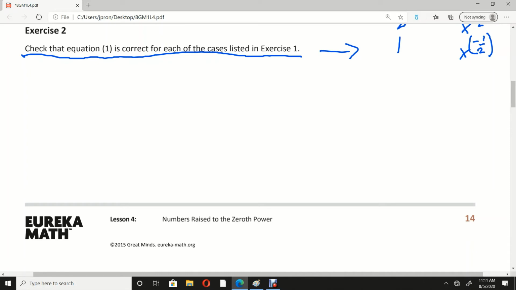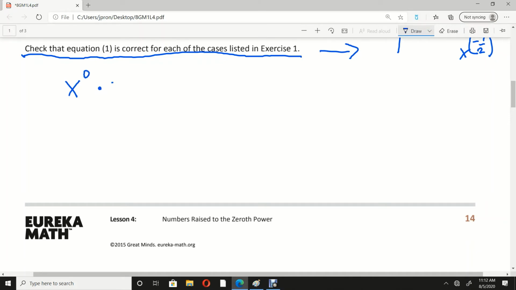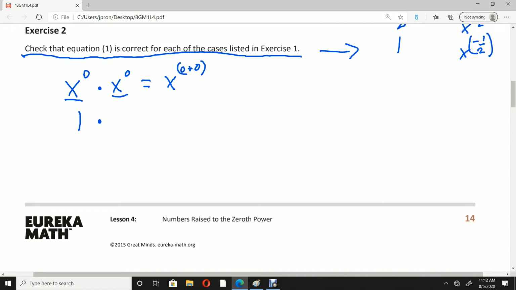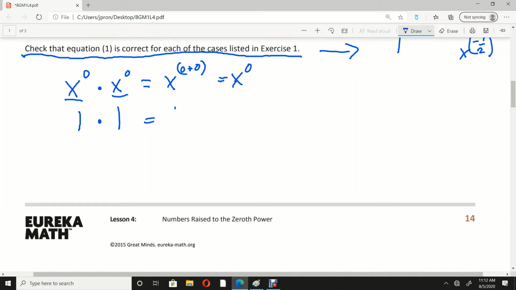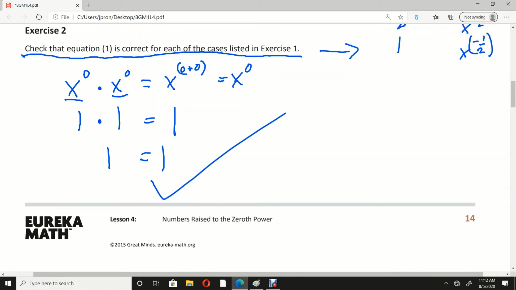But let me just show you why this is the case if both exponents are 0. So let's say we had x to the 0 times x to the 0. Would that equal x to the 0 plus 0? Well, what's x to the 0? Any number to the 0th power is just 1. So 0 plus 0 is 0. X to the 0th power should be 1. 1 times 1 is 1. Does 1 equal 1? Yes. It's always true. It will work.